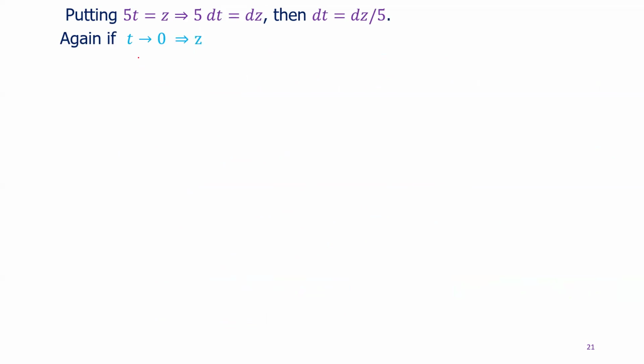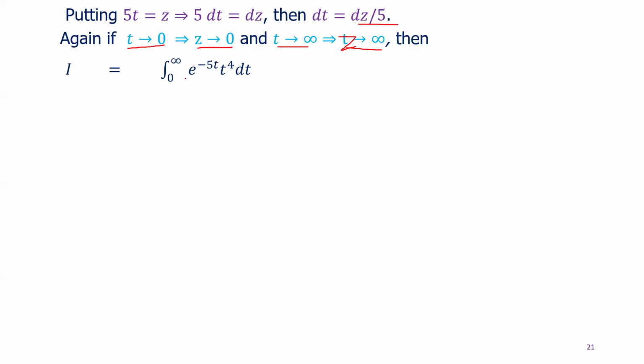Let us put 5t equal to z, then 5 dt is equal to dz, so dt is equal to dz by 5. Again, if t tends to 0, z tends to 0, and if t tends to infinity, then z tends to infinity. Therefore, I is equal to the integration from 0 to infinity of e to the power minus 5t, t to the power 4 dt. If we replace this substitution, it is the integration under the limit 0 to infinity of e to the power minus z, the value of t is nothing but z upon 5 whole to the power 4, and dt is equal to dz upon 5.